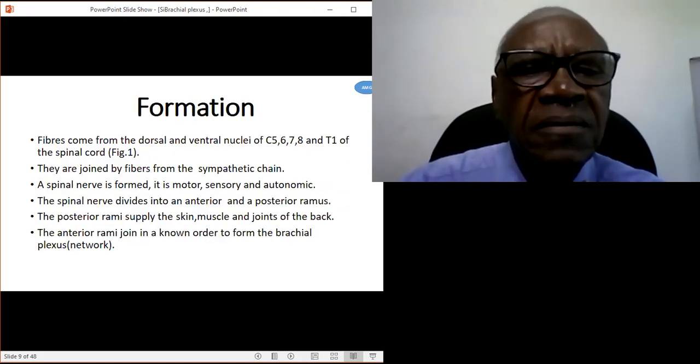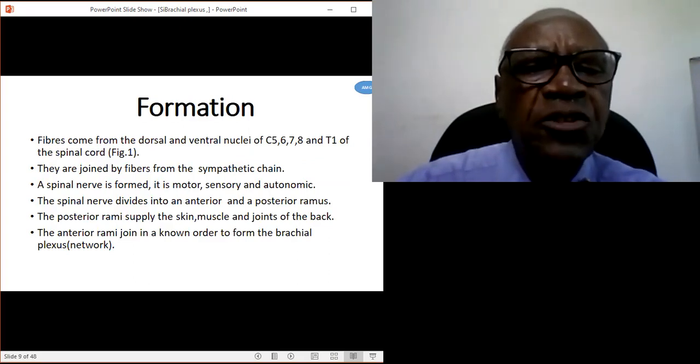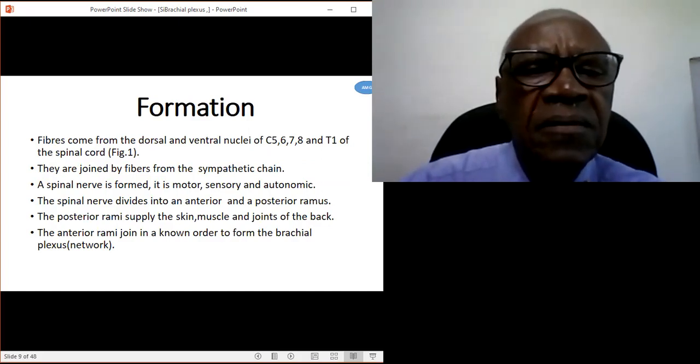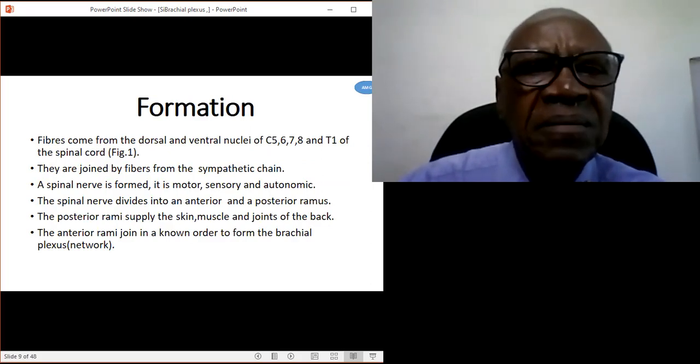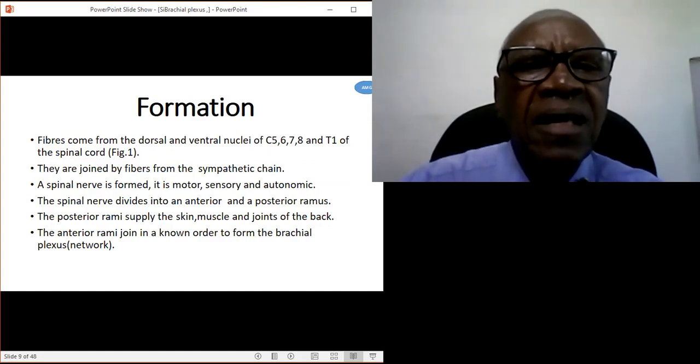Formation. Fibers come from the dorsal and the ventral nuclei of C5, 6, 7, 8, and T1 of the spinal cord. They are joined by fibers from the sympathetic chain. The spinal nerve is formed. It is motor, sensory, and autonomic.